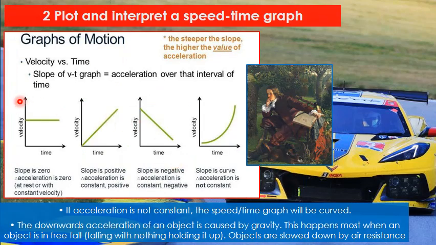Now let's go to the velocity time graph or the speed time graph. Here, this is the velocity and time. It means that the velocity is constant, there's no acceleration. Here it means that there is a constant acceleration, constant deceleration. This is non-constant acceleration. It's accelerating, but it's not constant, so it's non-constant acceleration. So the steeper the slope, the higher the value of the acceleration. If the slope is steep like this, the acceleration is also higher.